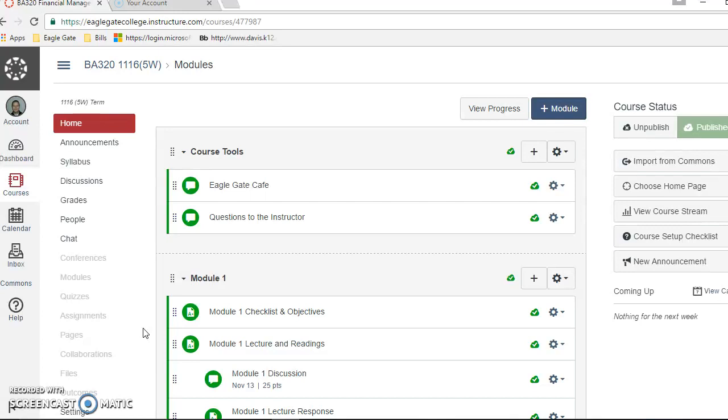So I think you're going to find this class really interesting. This class is going to cover a lot of stuff about investments. The name of the book that we're going to be using is Financial Markets and Institutions, and that is basically what we will be studying.